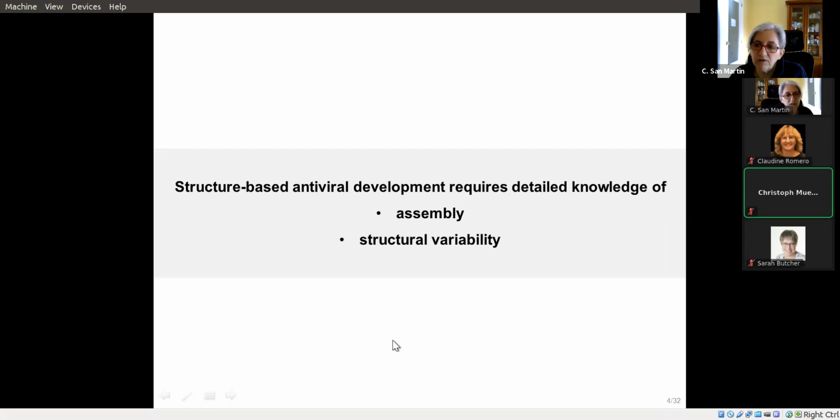And in this audience, I don't need to tell you that structural data are key to develop efficient drugs. There are many things that you can look at regarding structure and infections in the cell, but we are focusing on these two aspects. We are focusing on the virus assembly and the structural variability of adenoviruses. That means what makes some adenoviruses different from others, and why do they cause different diseases.